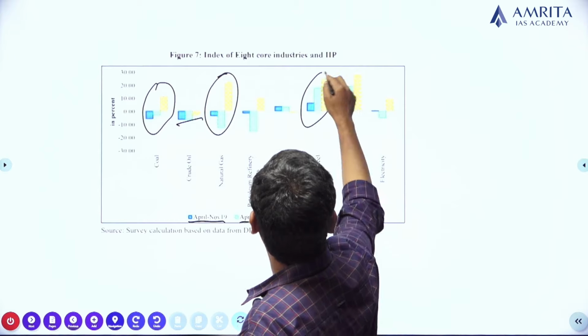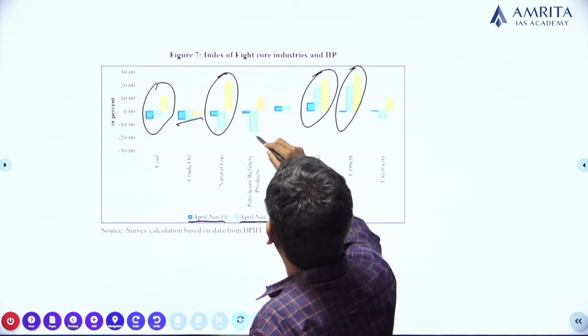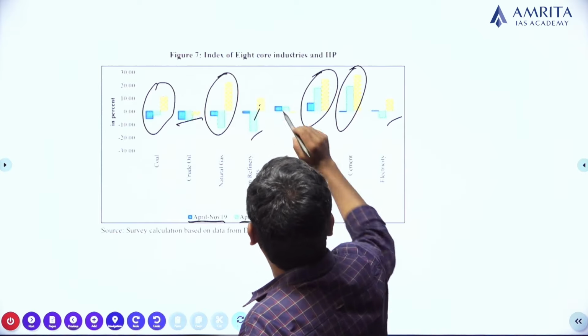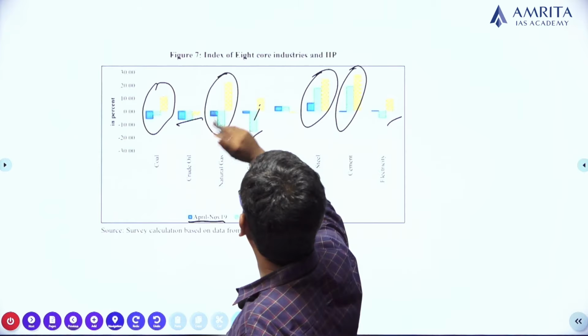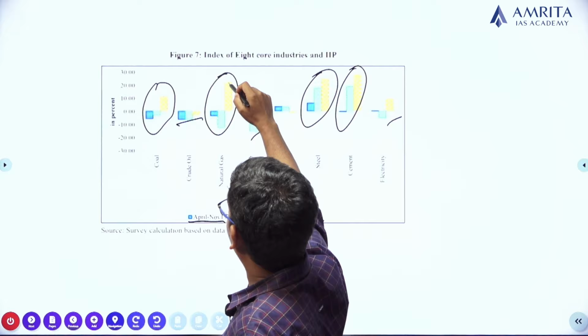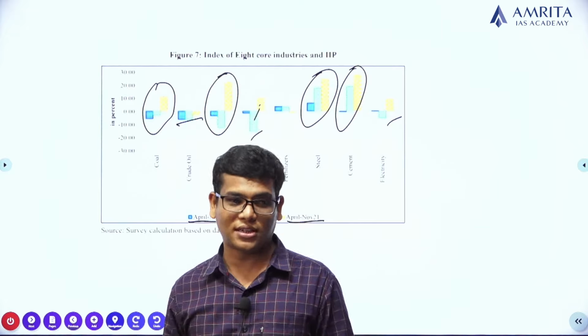Take the case of steel, good. Take the case of cement, good. Take the case of even petroleum refinery products. Take the case of electricity, they are doing good. But here they definitely have the base impact, but apart from that these 3 are performing highly well. Though they have a base effect, the increase is very high. Just have an idea on these 8 core sectors.